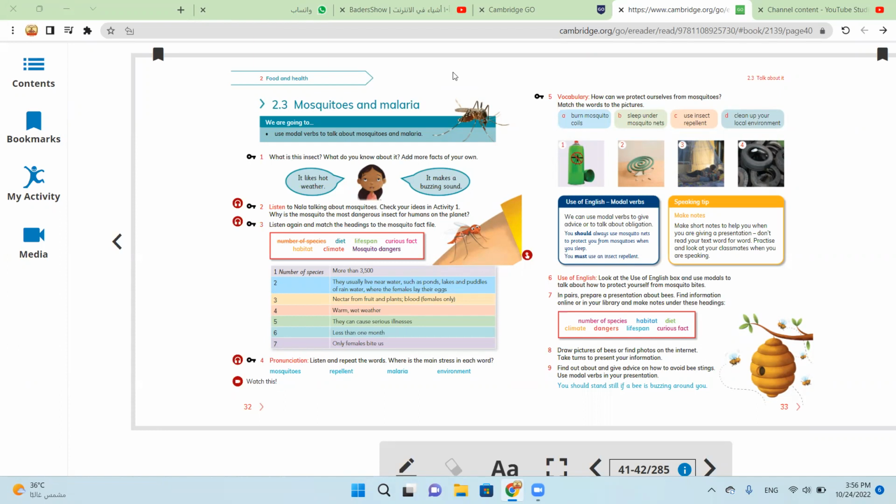So, you all know mosquitoes are dangerous to our bodies because they can give us illness, they can give us malaria. And in activity 2, we will listen to Nala talking about these mosquitoes. So let us listen together and find out why mosquitoes are the most dangerous insects for humans on the planet.